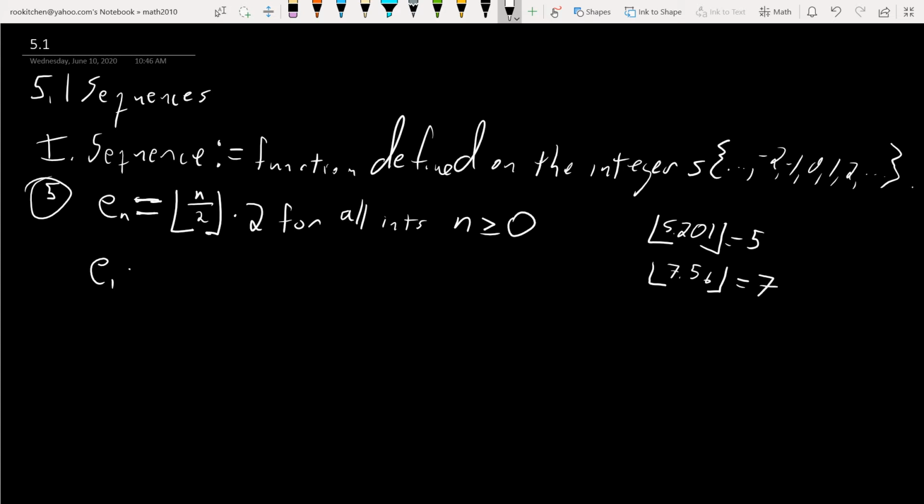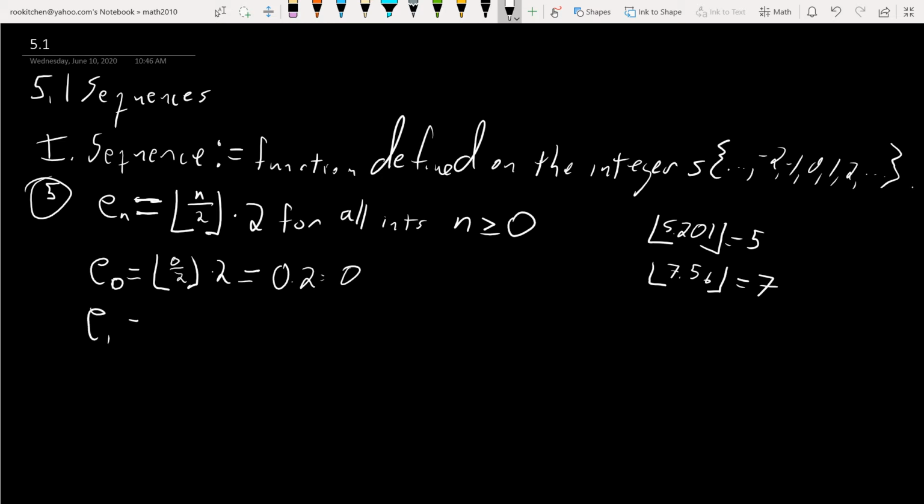Okay, so E sub starting, whoops, I got to start at 0. E sub 0 is the floor of 0 over 2 times 2. I'm trying to remember if I'm recording or not. I hope I'm recording. 0 over 2 is 0. The floor of 0 is 0, and then times 2 is 0.